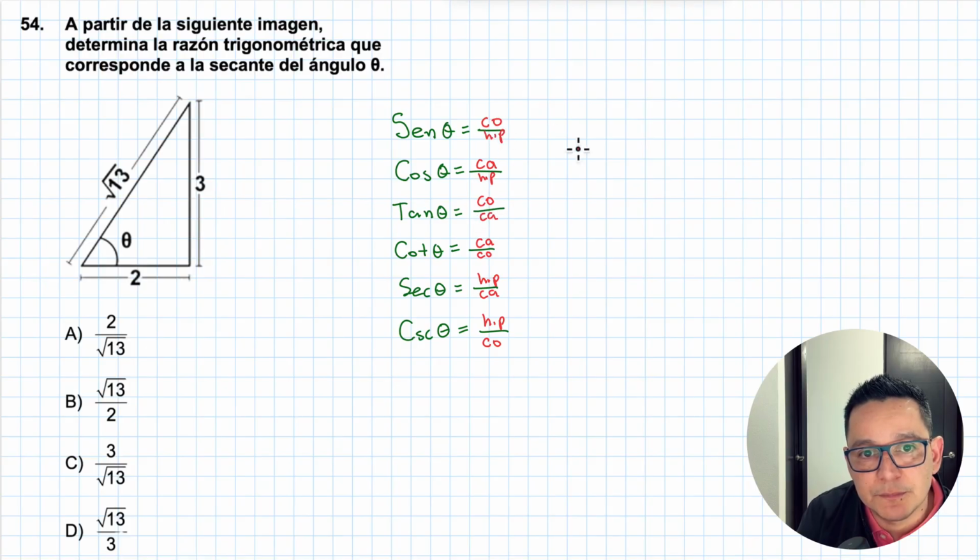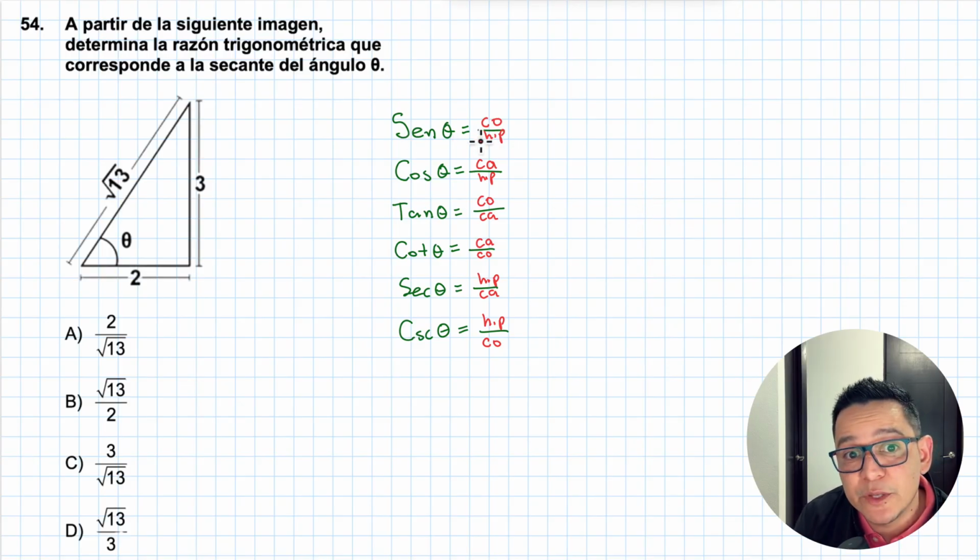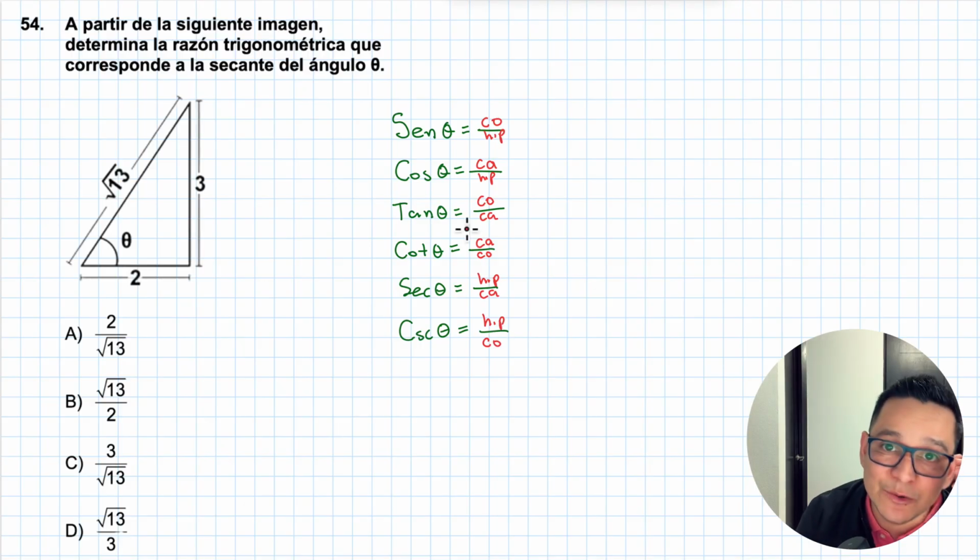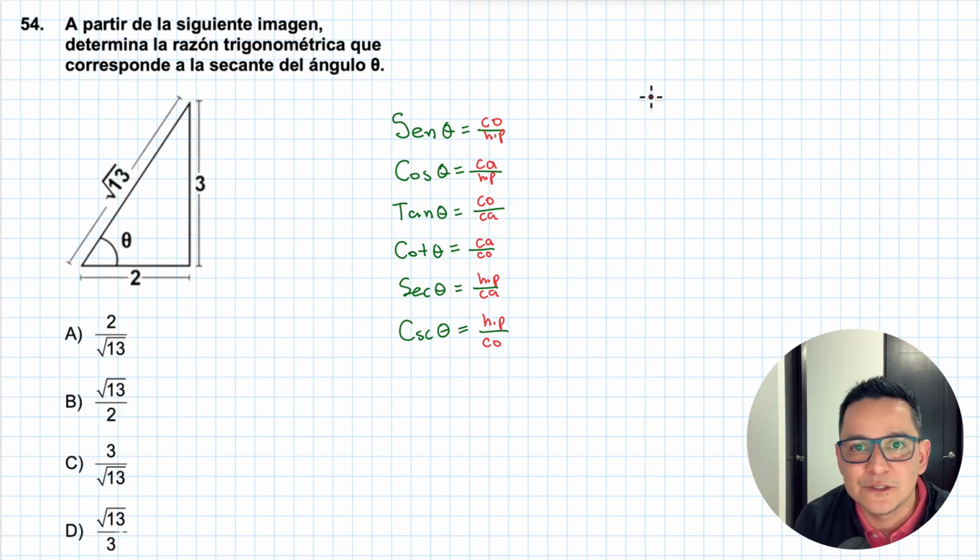What do you think? We already have all the trigonometric ratios. The sine of theta is opposite side over hypotenuse. Cosine of theta is adjacent side over hypotenuse. Tangent of theta is opposite side over adjacent side. Cotangent is adjacent side over opposite side. Secant is hypotenuse over adjacent side, and cosecant is hypotenuse over opposite side. That's all of them. Now that we've remembered what they are, let's solve the exercise.